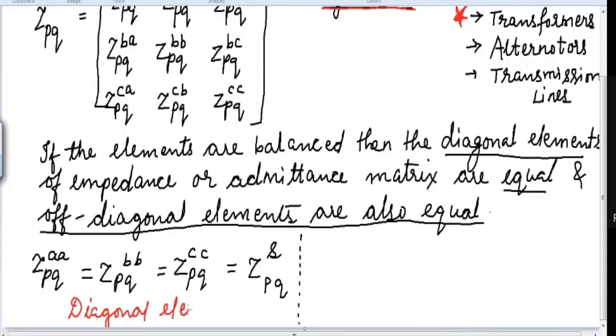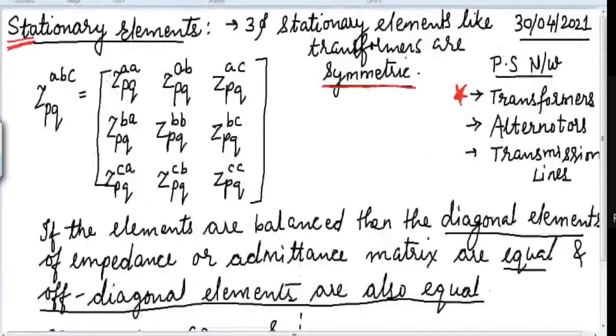Right? So in the matrix, let me show where is the diagonal element. So this is the diagonal element in the matrix. So if we are taking the stationary elements like transformer, in that case, if the elements are balanced, then what will happen? In the bus impedance matrix, ZPQAA will be equal to ZPQBB, will be equal to ZPQCC. This you have to remember.